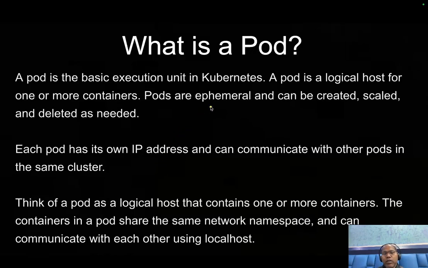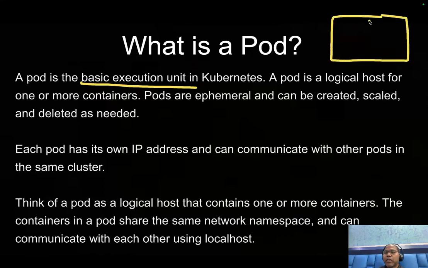So, the pod. Okay, the pod is the basic execution unit in Kubernetes. In Kubernetes we have a cluster, and this cluster has a couple of nodes. One is known as your control plane, and the other nodes are node one and node two. Inside a node, the smallest unit is the pod.